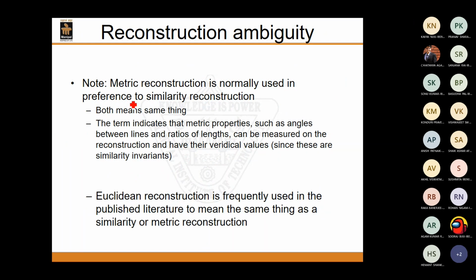Now when we say metric reconstruction, basically it means the same as a similarity reconstruction, and sometimes it is also called a Euclidean reconstruction. Just remember that when you're saying metric reconstruction, the other transformations which are allowed are rotation, translation, as well as scaling. So that is a metric reconstruction. We'll be coming across metric reconstruction later on.